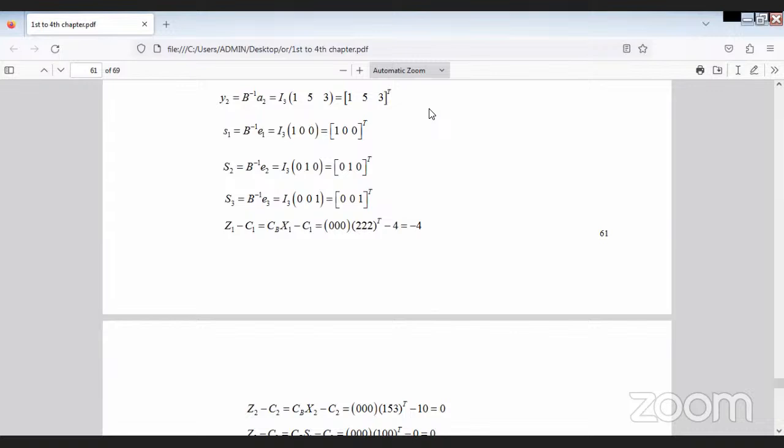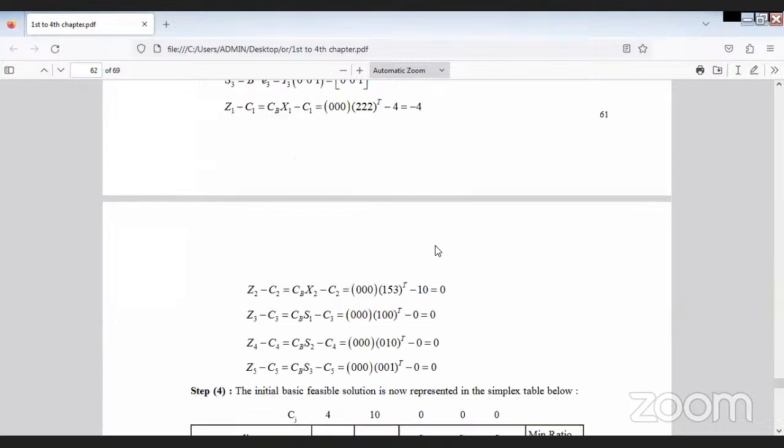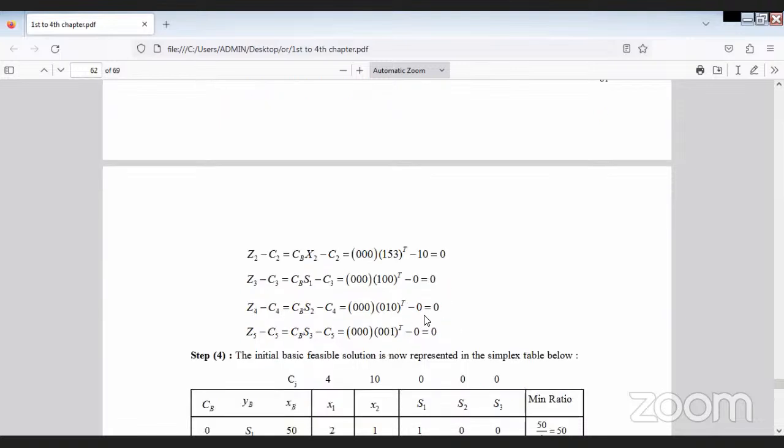Yes, sir. Null matrix into anything is a null matrix. Minus 4 is minus 4. Correct. Charan? Null matrix into any matrix is 0, sir. So 0 minus 4 is equal to minus 4. Same thing here: the null matrix gives 0, 0, 0, 0. Correct or not? Why is C2 minus 10 or 0? This is minus 10, sir. Continuing, this is minus 10 and 0, 0.